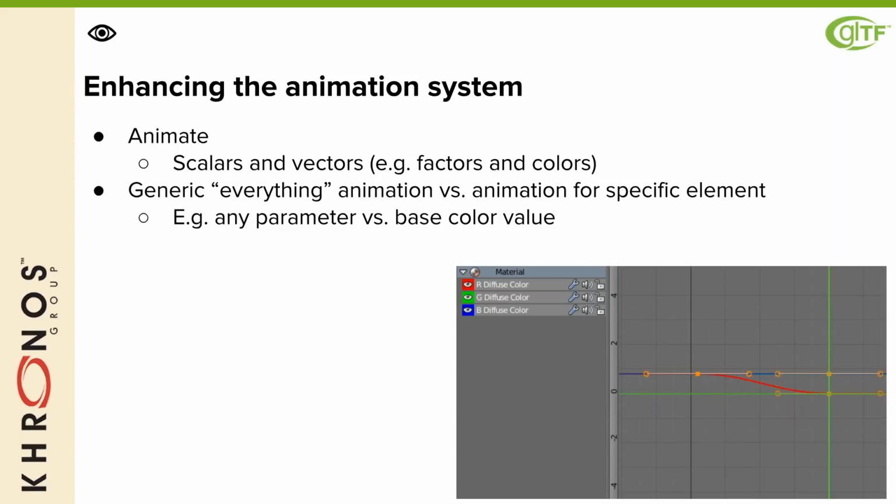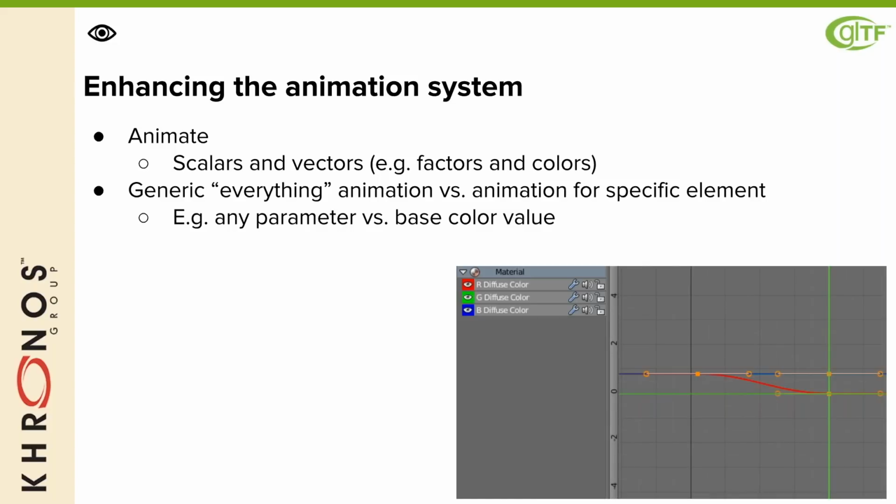And the point is, there are so many parameters and scalars and vectors in the glTF node graph where you would say, I would like to animate this. For example, you would like to animate the base color, or an alpha channel, or a scale for the ambient occlusion. That's at this point not possible.